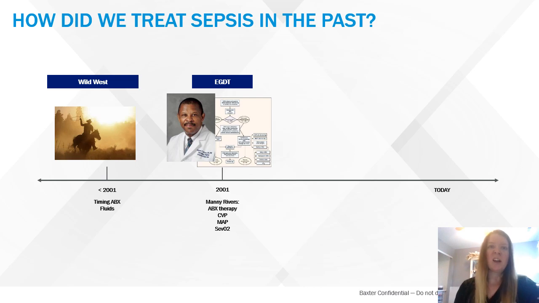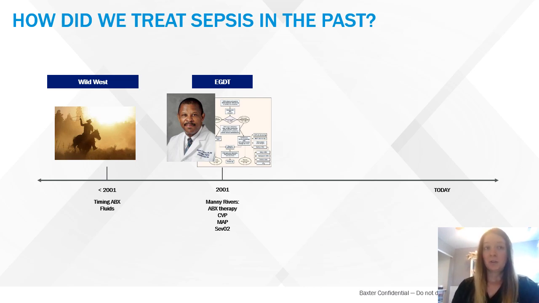So there wasn't really that recognition that we needed to ensure adequate perfusion as quickly as possible to preserve organ dysfunction. That wasn't really a well-known point prior to 2001. So there was a wide variability in how these patients were resuscitated.